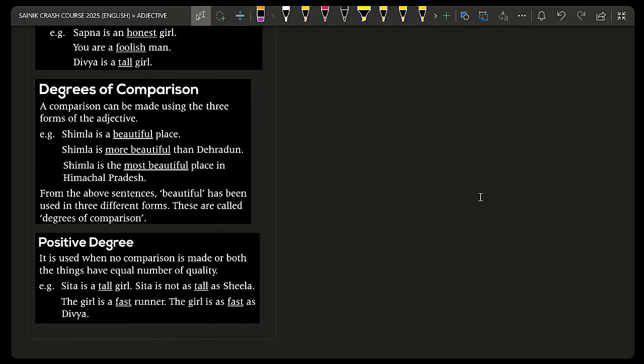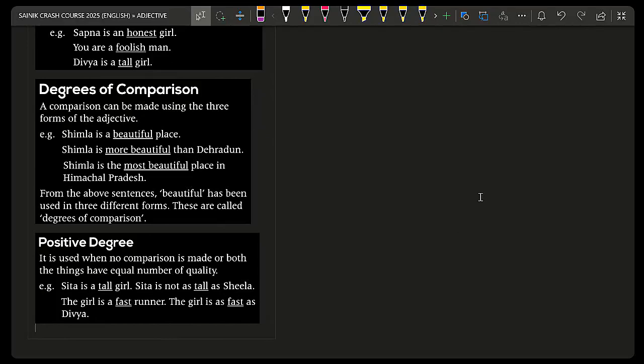And while comparing also we can use positive degree, when they are of the same quality, like Sita is not as tall as Sheila. So whenever as comes, we have to use positive degree only, not comparative or superlative.